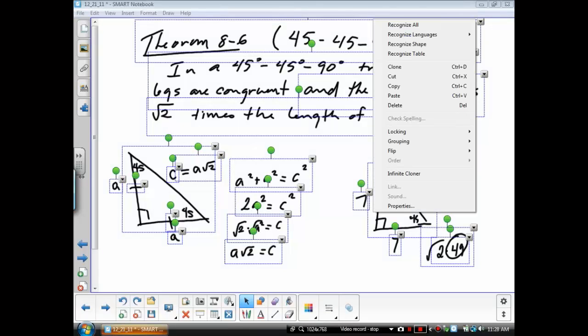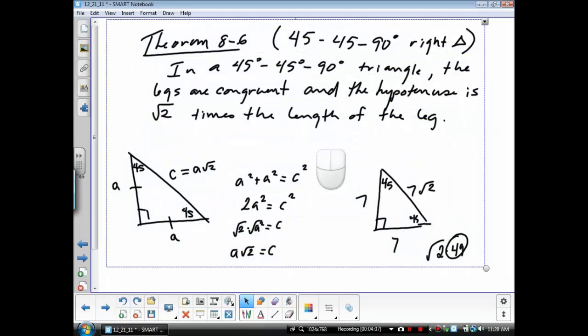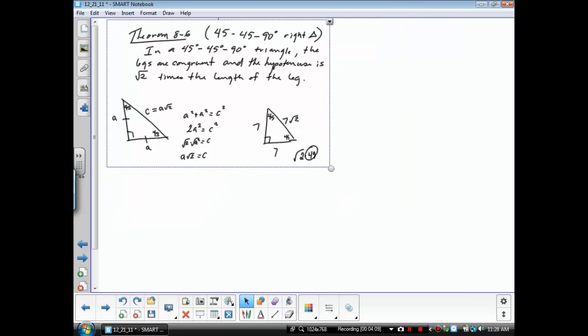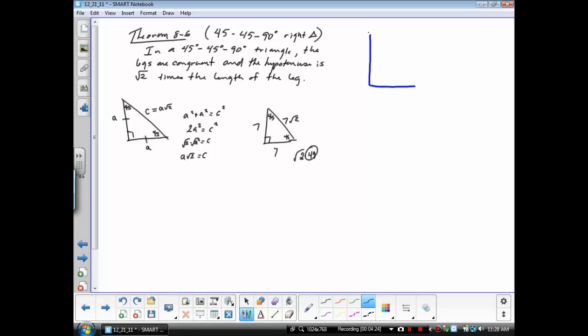Now I'm going to do one more 45-45-90 triangle. I'm going to make it more difficult. Maybe I'll do 2 more, because I have 2 levels of difficulty I'm thinking about right now. This is our explanation. Okay, so here's the first level of difficulty I'm thinking about.